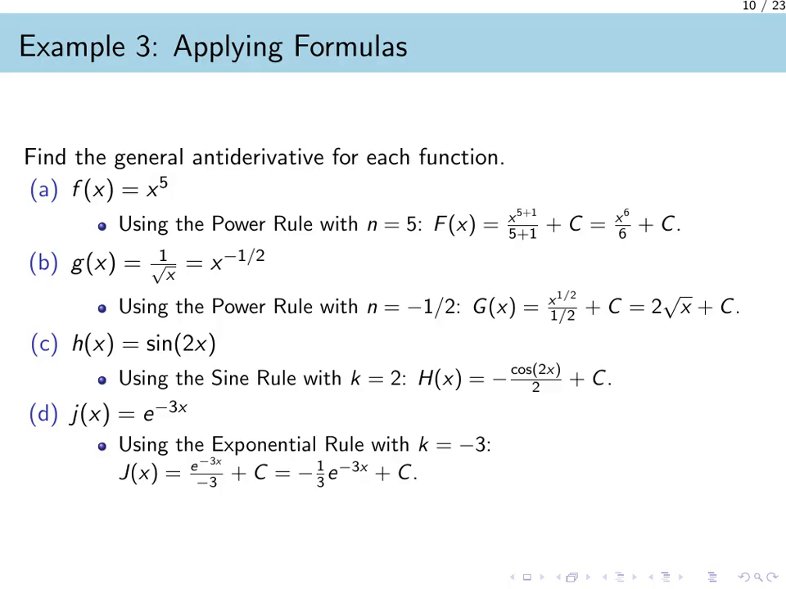For the function sine of 2x, the antiderivative is negative cosine of 2x, but remember we must also divide by the inner constant, 2. Likewise, for e to the power of -3x, the antiderivative is itself divided by the constant in the exponent, which is -3. The key is to match the function to the right rule and carefully account for any constants.